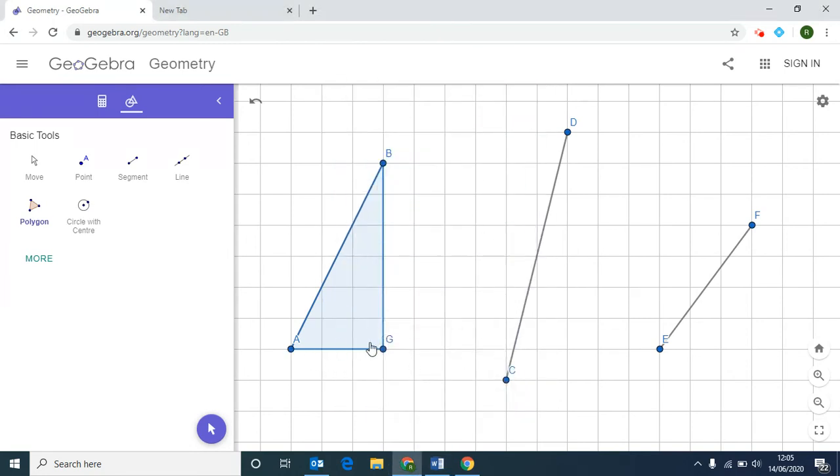You'll notice this line with a gradient of 2 is less steep than this one with a gradient of 4, but more steep than this one with a gradient of 1 1/3.